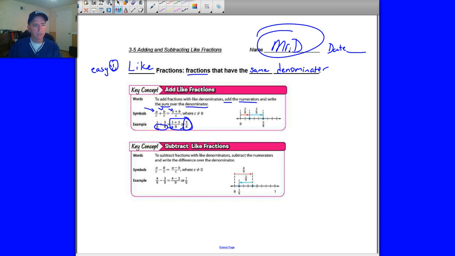The same thing is true when you subtract. I think I just said that you add or subtract, but that's what this box is down here. If you subtract like fractions, you're going to subtract the numerators, and keep the denominator. So bottom line, let's summarize this. You add or subtract the top number, that's the numerator, and you keep the denominator.